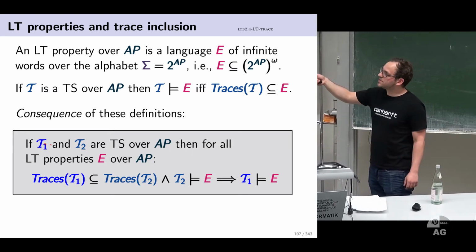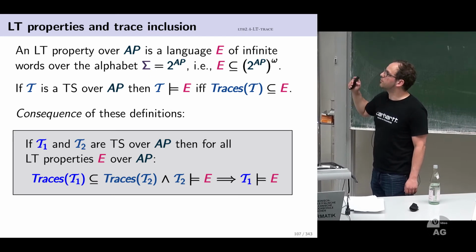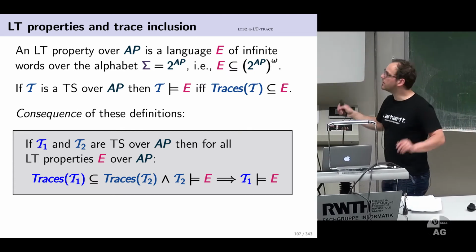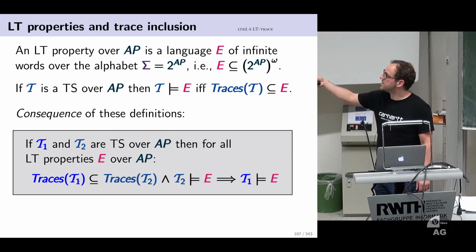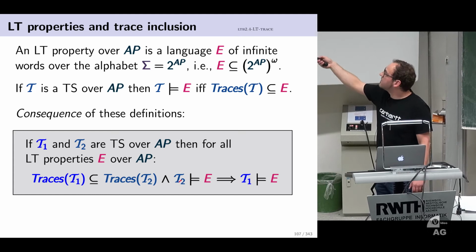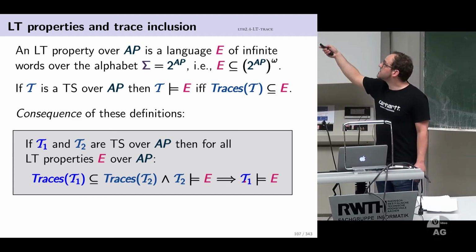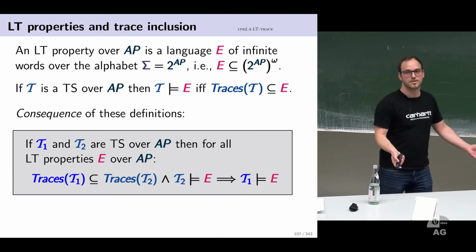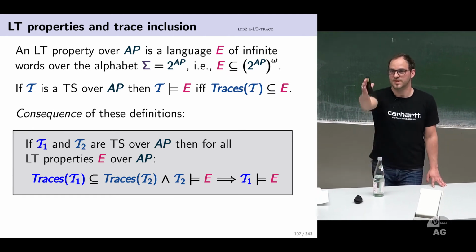You take any 2 transition systems, T1 and T2, over the same atomic propositions. And you take any LT property E, really an arbitrary one. Then, if you have that the traces of the first transition system are fully included in the traces of the second one, and you have that the second one, T2, satisfies the linear time property, then this implies that the first one, T1, also satisfies the property. Why is that? Yes?